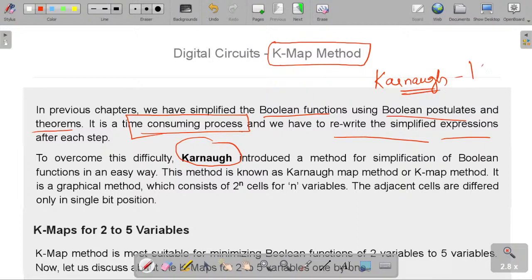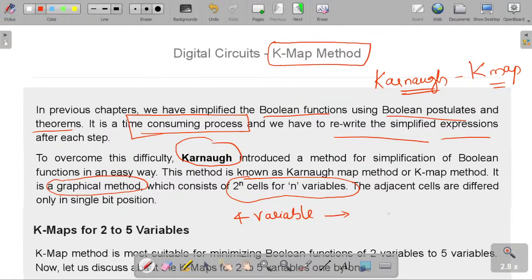The Karnaugh map, or K-map, is a method for simplification of Boolean functions in an easy way. This method is known as the Karnaugh map method or K-map method, and it is a graphical method which consists of 2 raised to n cells for n variables. If there are four variables, then how many cells are in the graphical representation? 2 raised to 4, that is 16. If there are three variables, 2 raised to 3, there are 8 cells.